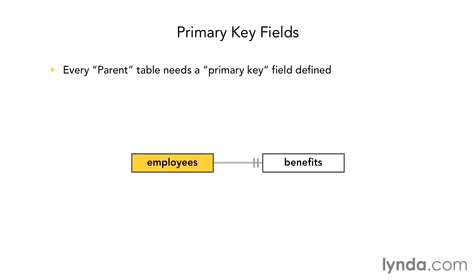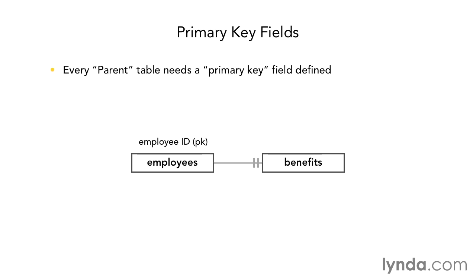Because our relationships are always going to be one-to-many, the parent is the one and the child is the many. So the rule to follow when determining which tables need a primary key field is that we need to define the primary key field in every parent table. A primary key field's main purpose is to ensure the uniqueness of each record in this table, so they must contain a unique serialized value inside every record.